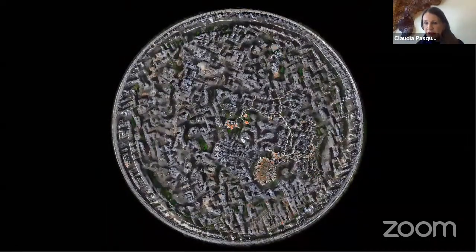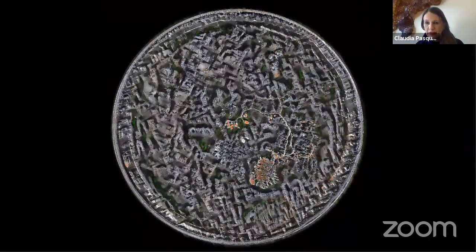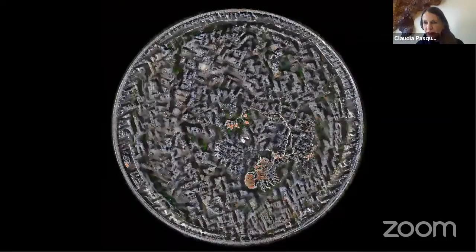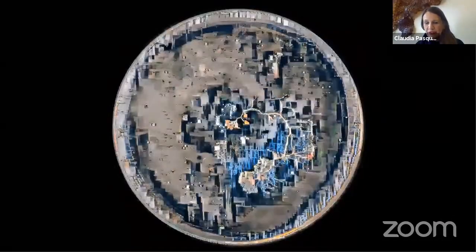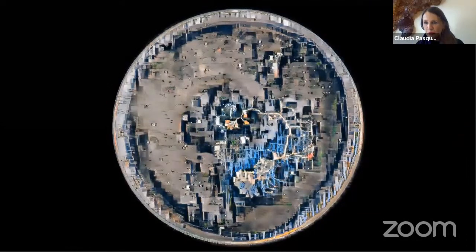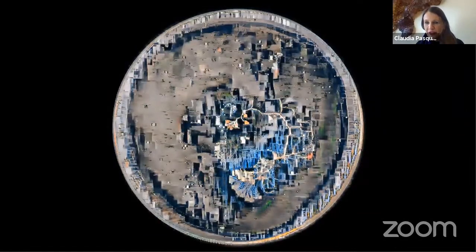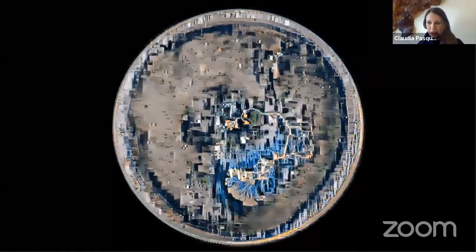Here we see the GANFusarium applied transcalarly to the city of Paris, from the scale of the city to the scale of the Centre Pompidou that you see here transformed by Fusarium.